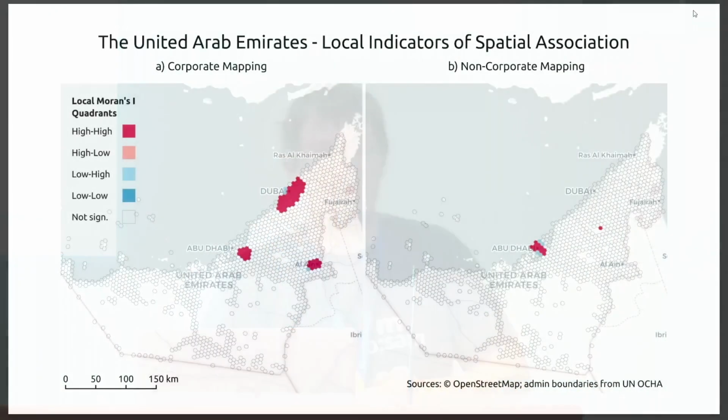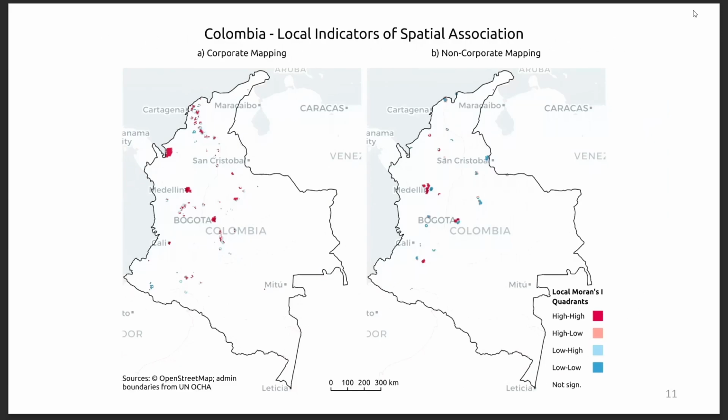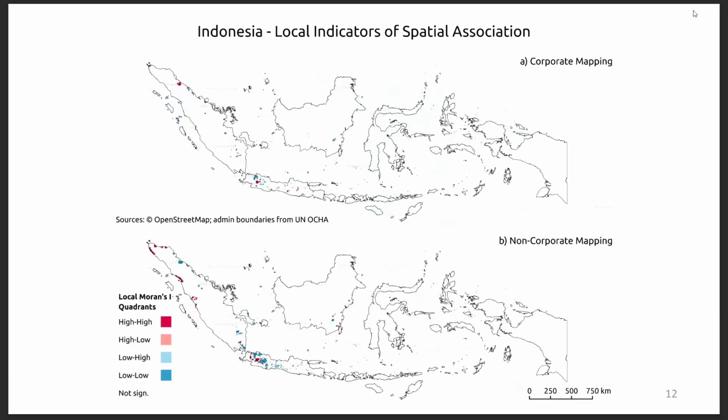So on the left-hand side, you see the spatial footprint of corporate mapping in the United Arab Emirates, and you see it's mainly focused around Dubai, a bit around Abu Dhabi. So this is where the corporate mapping focused, and on the other side, you see where normal mapping focused. And we did this now for all the 3 countries. So this is for Colombia. I know it's maybe a bit too small, but I put the slides also online. So for the ones of you that need to look at the details, I would like to refer to our online slides. And we also did the same for Indonesia, and there it's even more difficult to actually see something.